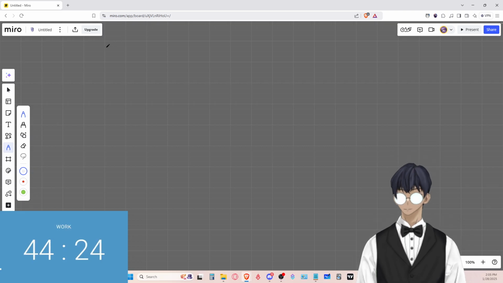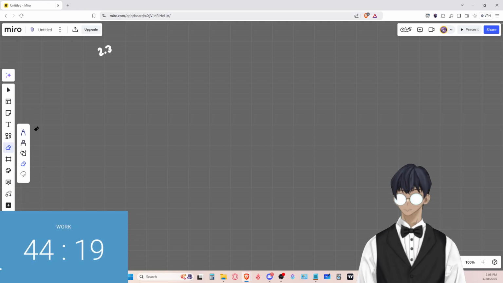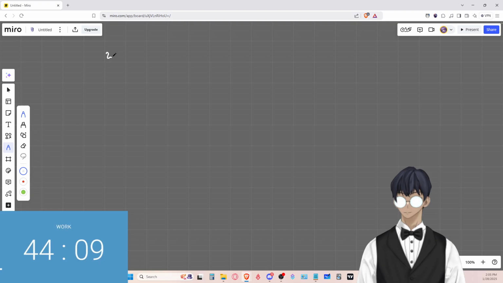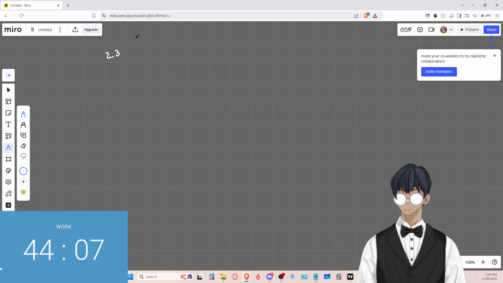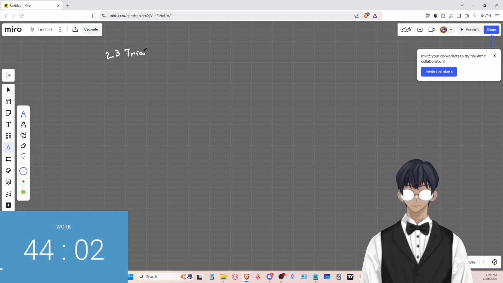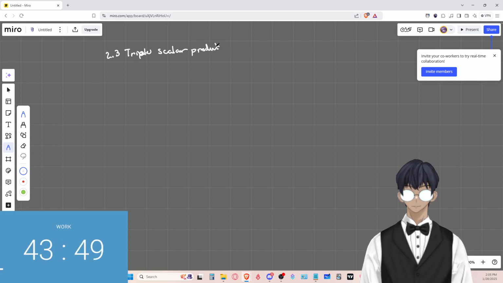I think we should start off with, let's see, 2... oh, I don't like that. That looks too thick. Let's go into the pen and turn the thickness down a little bit, but not too much. So 2.3, and we're doing the triple scalar product. I already read this part, but I felt I should take note of it, because I thought it was pretty interesting.